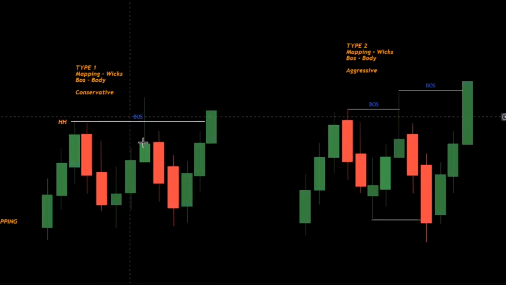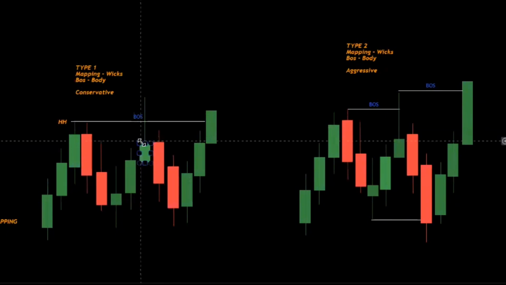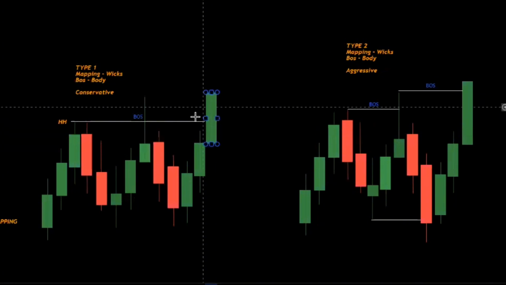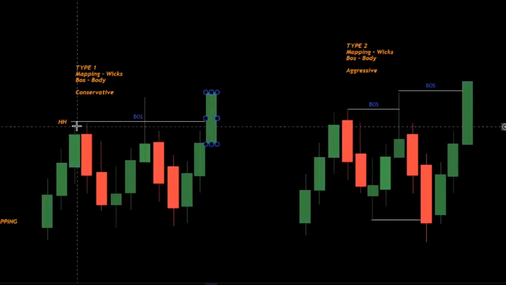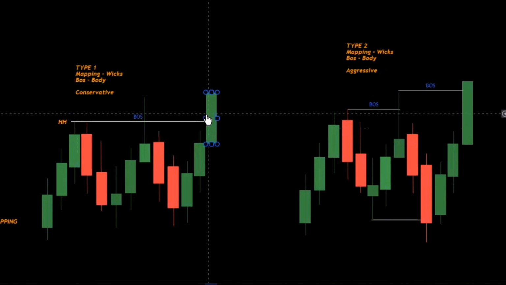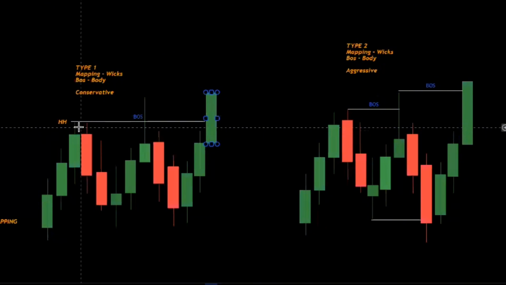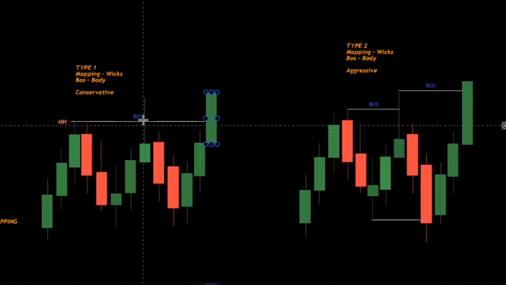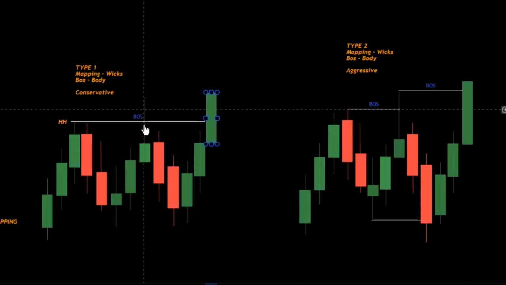Does it mean we have a break of structure right here? No. We only want to see a break of structure when we have a full body close above the wick. We only consider it a break of structure when a candlestick closes with a body above the higher high. But if the candlestick just goes above it with a wick, this is not a break of structure. This is a liquidity sweep.